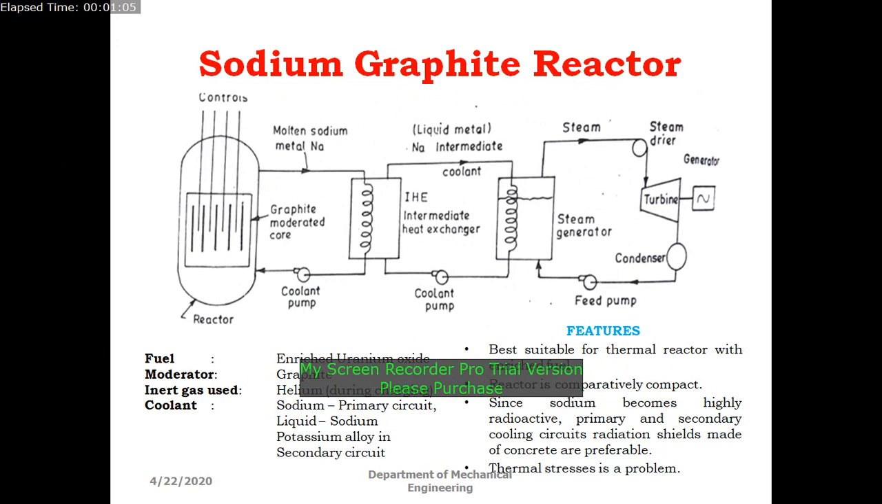Similarly, we can have sodium graphite reactor. The main advantage is the radioactivity associated with the working fluid is reduced by the time it reaches the turbine. So we can provide radioactive shielding with minimum cost and with minimum thickness. This is one advantage.